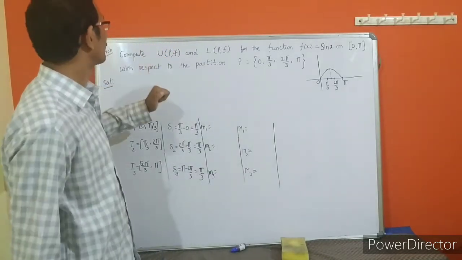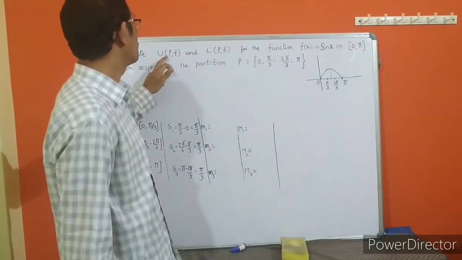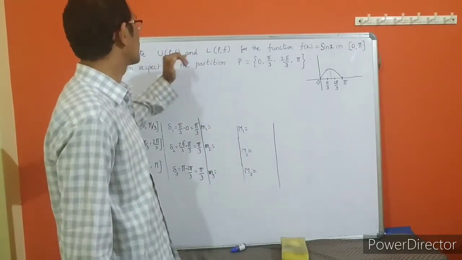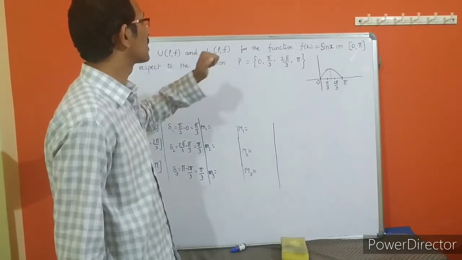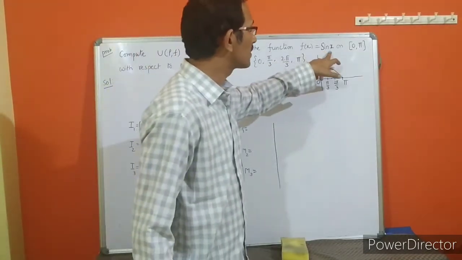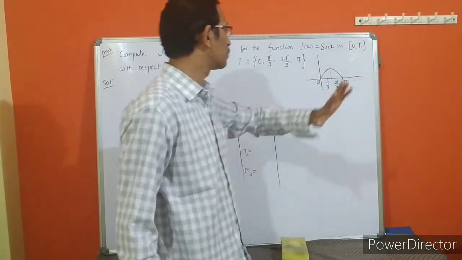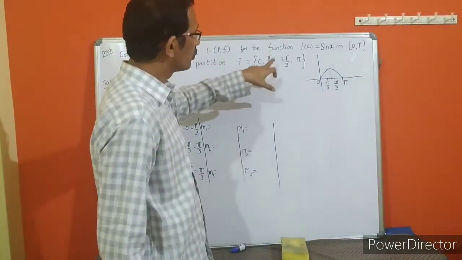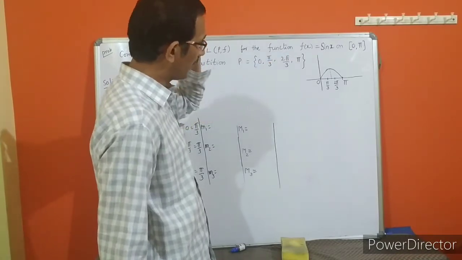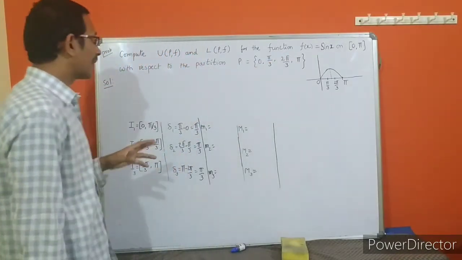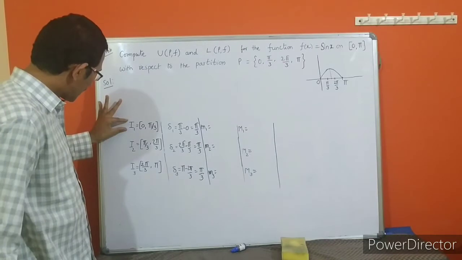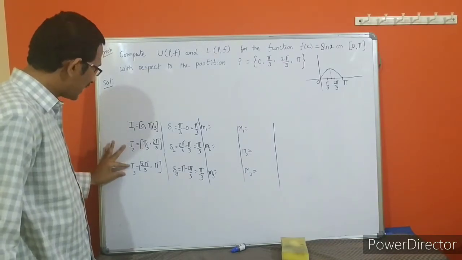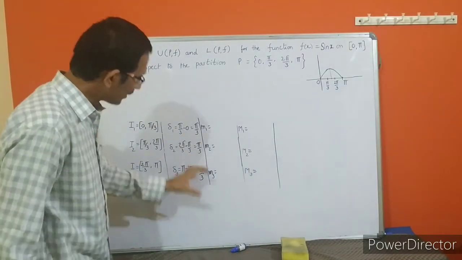See this problem. Again, we are going to find the upper Riemann sum and lower Riemann sum for the function f of x equals sin x on the interval 0 to pi, with respect to the partition P equals 0, pi by 3, 2 pi by 3, pi. And the subintervals I1, I2, I3 are of equal length.